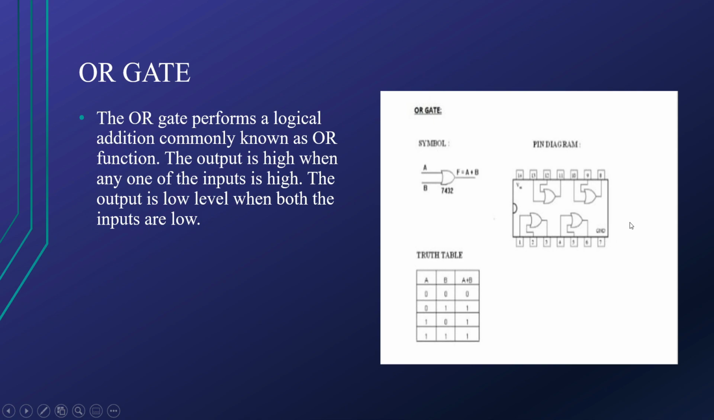In this, the truth table is this, and when you give the input as 0 0, you will be getting a 0, and when you give 0 1, you will be getting 1, and when you give 1 0, you will be getting 1, and when you give 1 1, you will be getting 1.